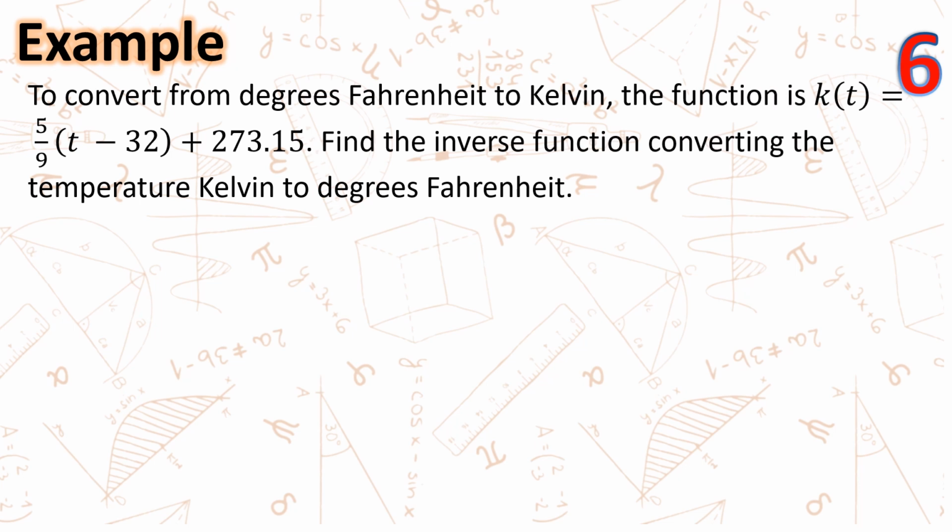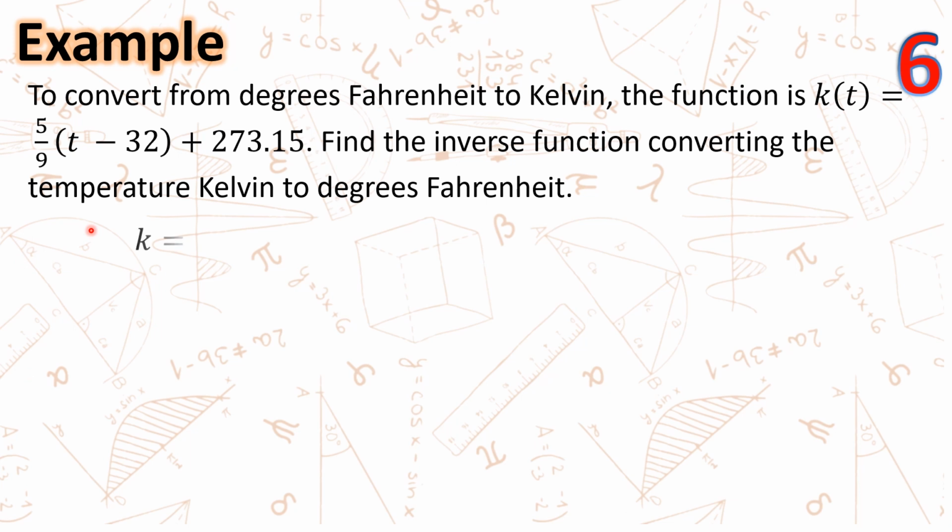Okay, let's proceed to example number 6. To convert from degrees Fahrenheit to Kelvin, the function is K of T equals 5/9 times the quantity T minus 32, plus 273.15. Find the inverse function converting the temperature in Kelvin to degrees Fahrenheit.